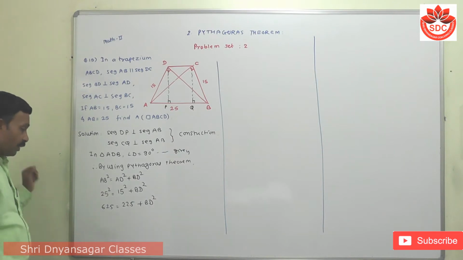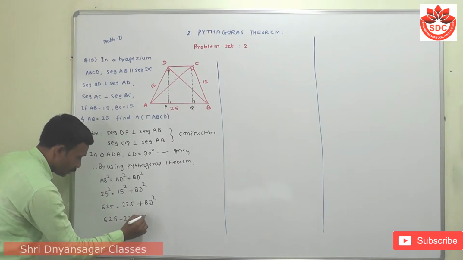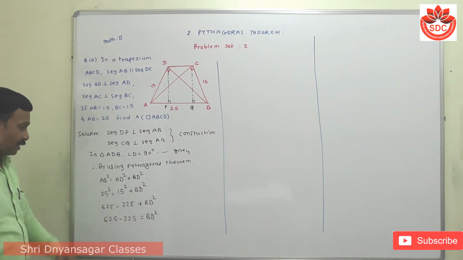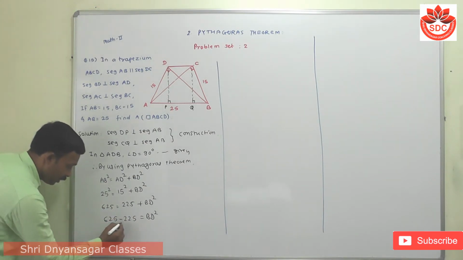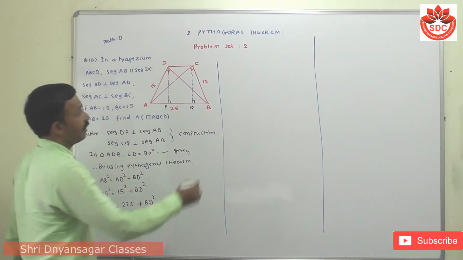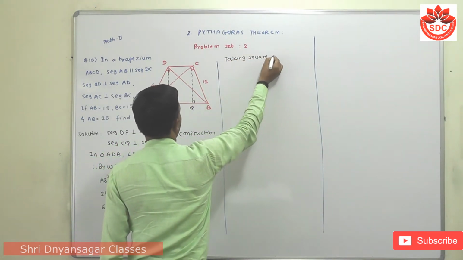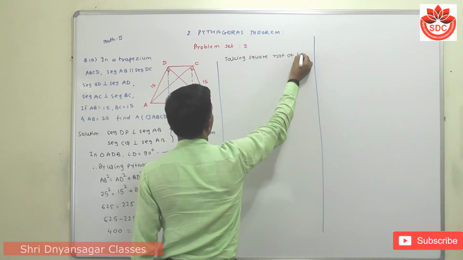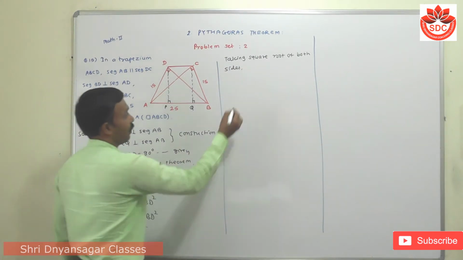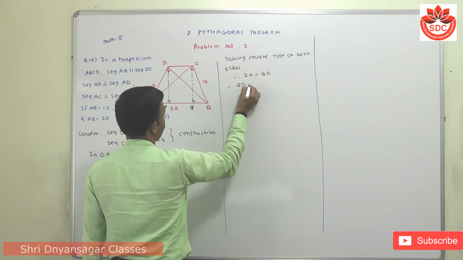Then transfer this 225 to the other side, and we get 625 minus 225 is equal to BD square. The transposed term converts to minus. The subtraction gives 400 is equal to BD square. Taking the square root of both sides, the value of BD is 20. Therefore BD is equal to 20.